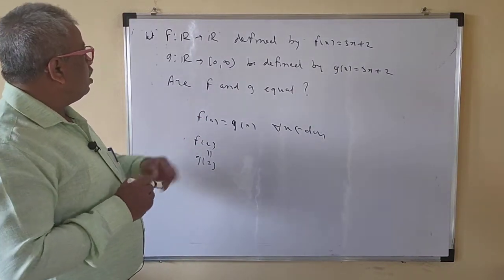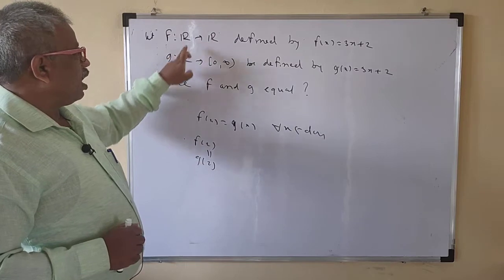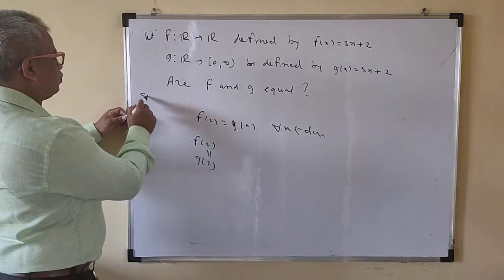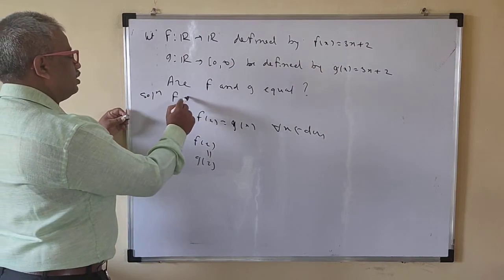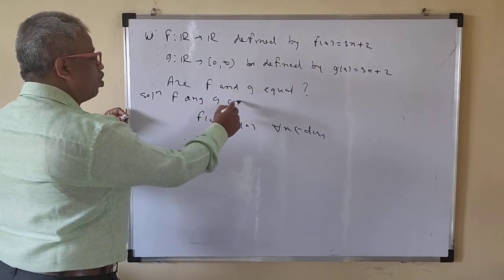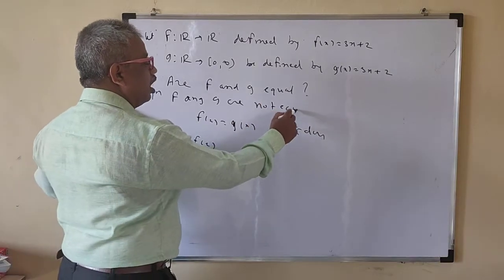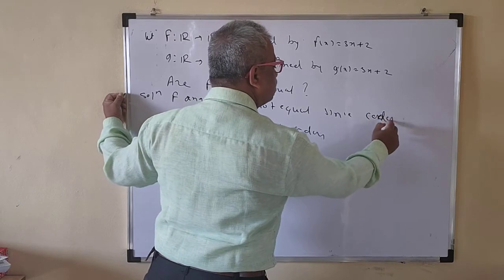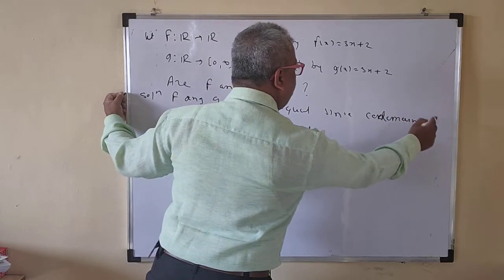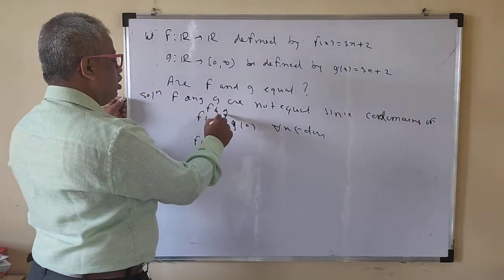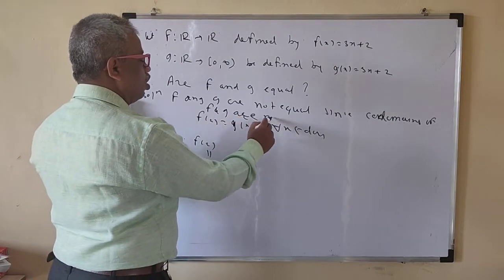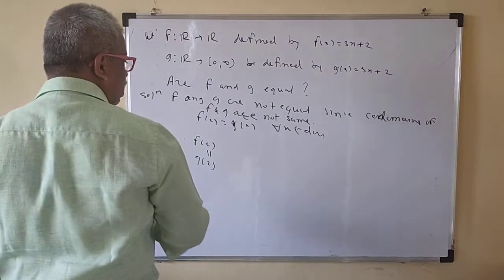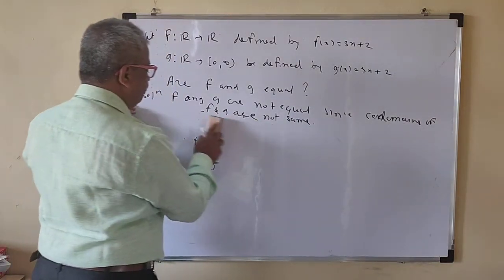Now what happened here? Your domains are the same, but the codomains are not the same, right? So, solution: f and g are not equal since the codomains of f and g are not the same. Only this is the answer. So the codomains are not the same, right?